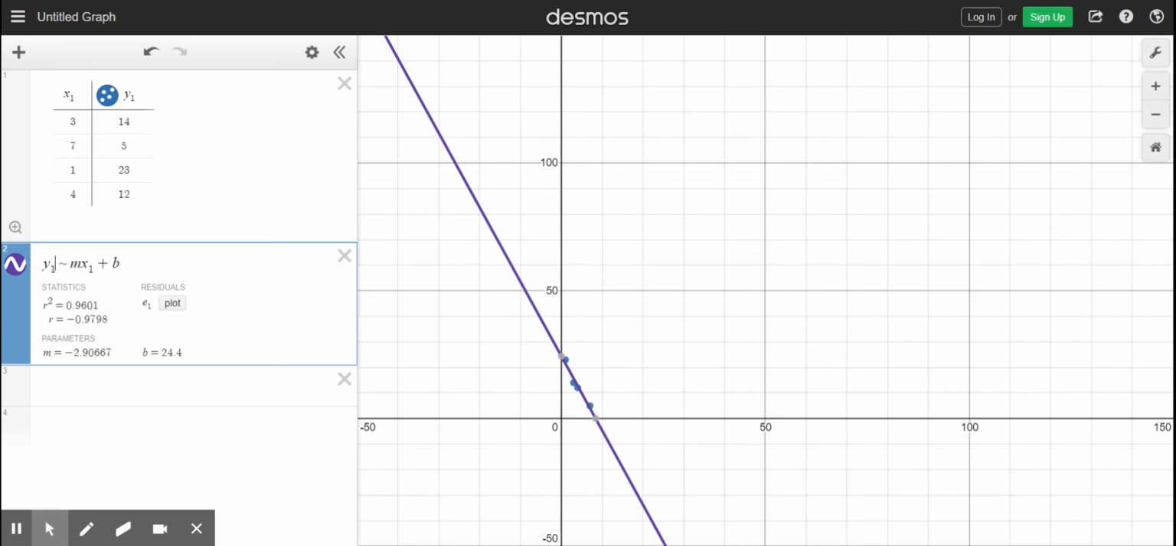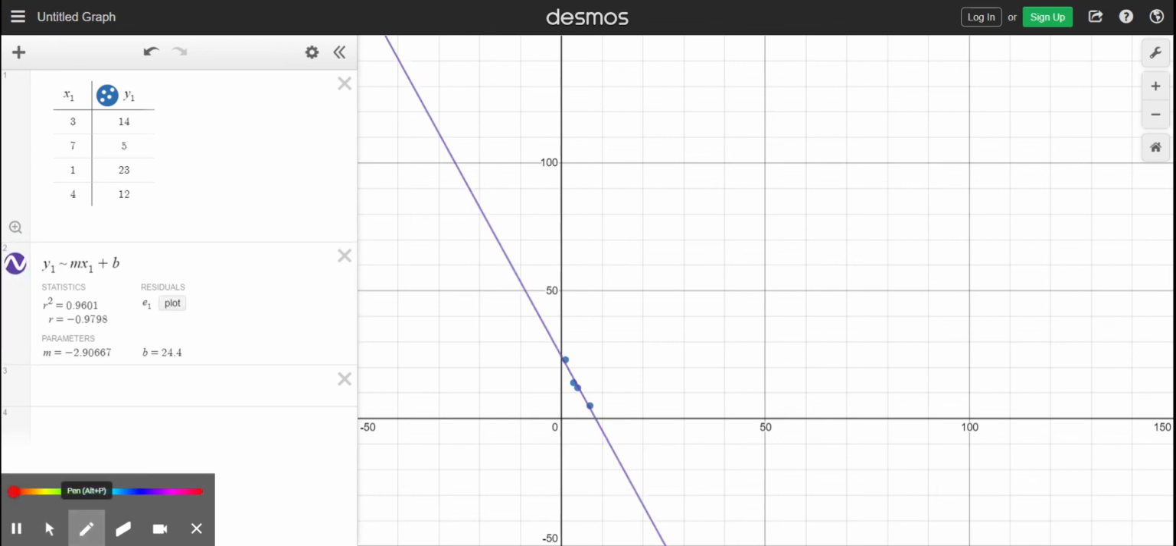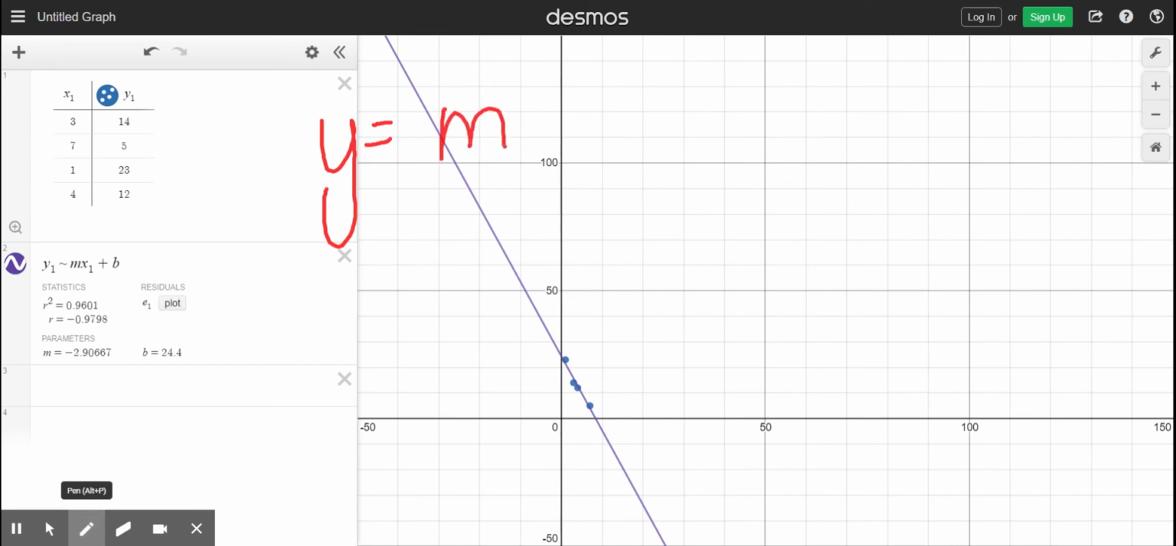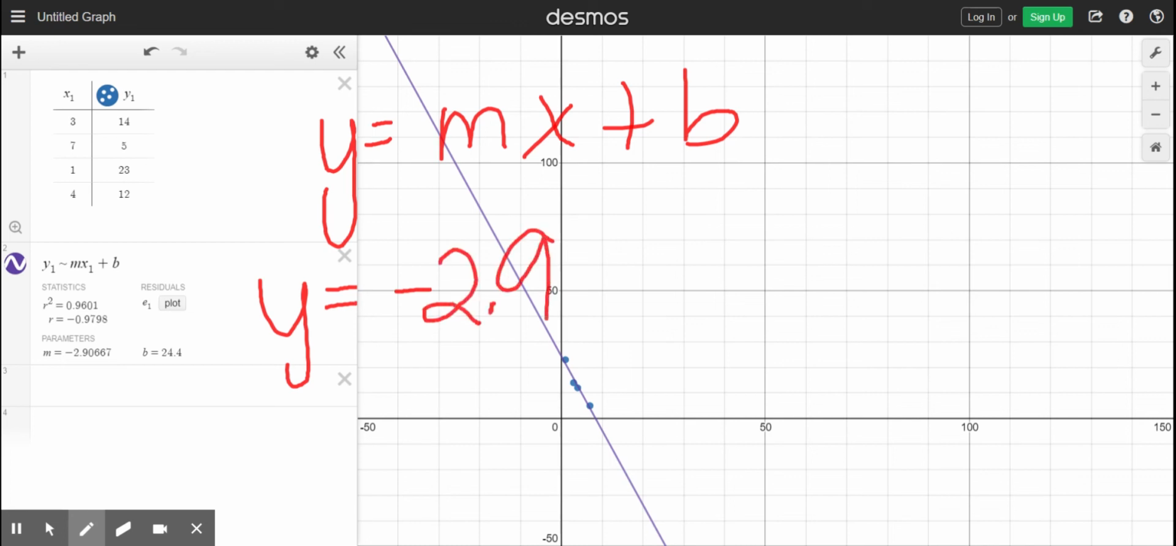Now you can build the equation of the line. So instead of y equals mx plus b, we can actually plug in what we know. We know the m. It's negative 2.9 x plus 24.4. Okay, takes a little bit of time to get used to.